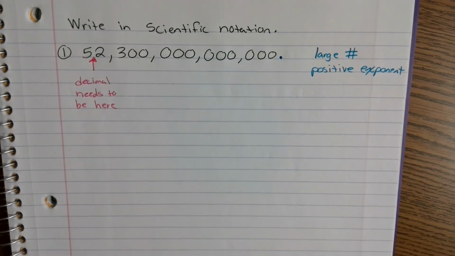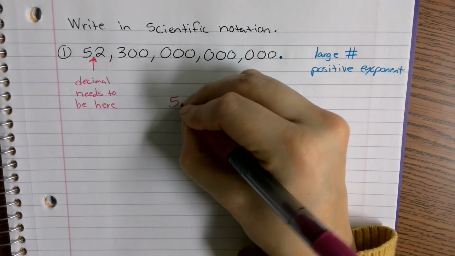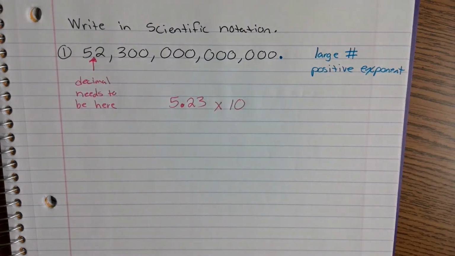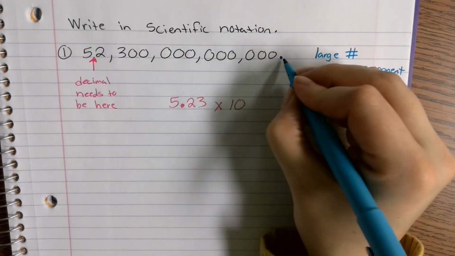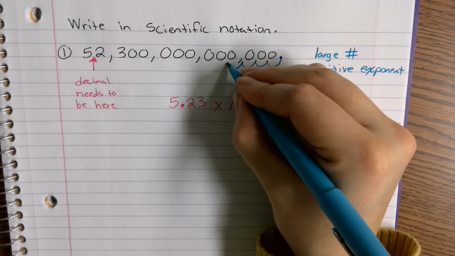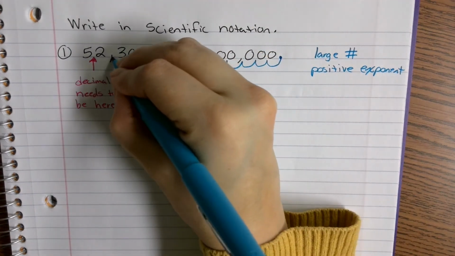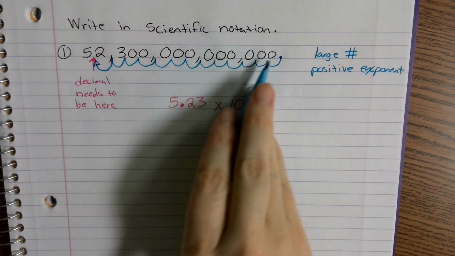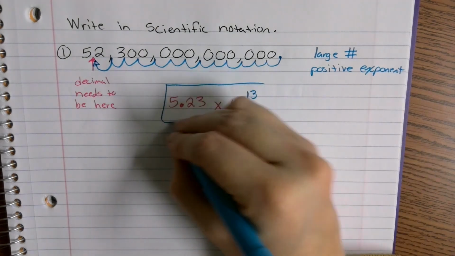So I now know that my decimal needs to be 5.23. I know I need to multiply it by 10 to some power. Now I just have to figure out what that power is. And how do I figure it out? I count. 1, 2, 3, 4, 5, 6, 7, 8, 9, 10, 11, 12, 13. It's going to take me 13 moves to get there. So my exponent is 13, and that's it.